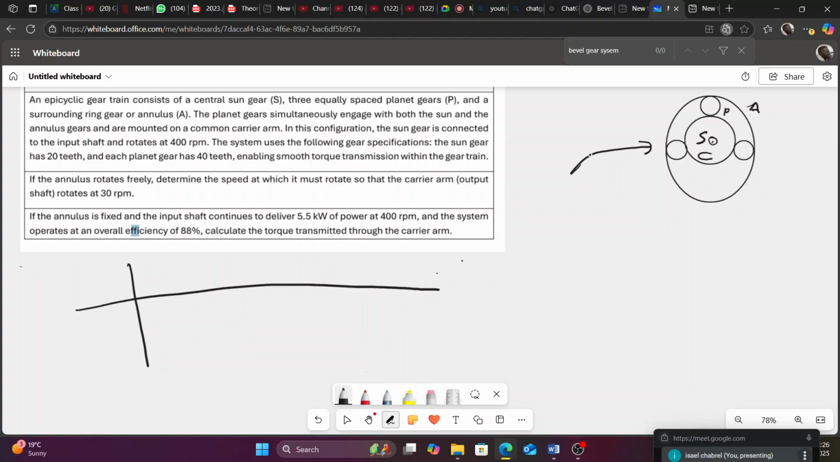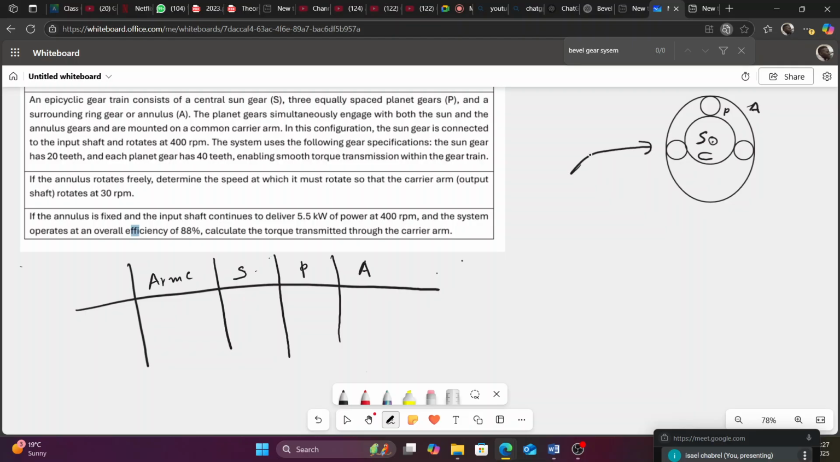Now, what you do here, you write all the elements. You have the arm, C. Let me just write it like this. You have the elements: you can call the sun S. Sorry if I'm slow, I'm just trying to get used to this pen. And we also have P, and we have the annulus A.